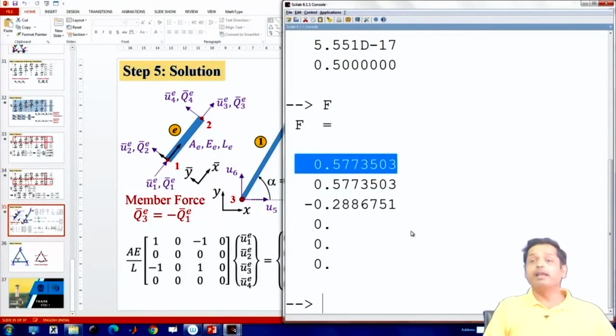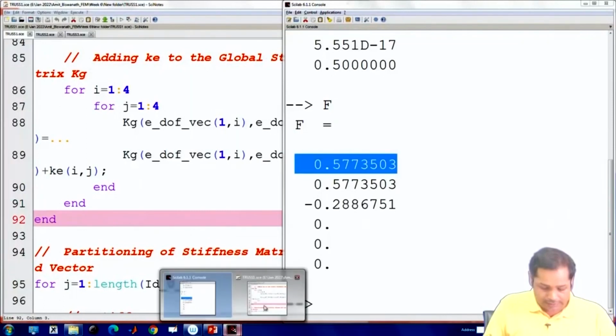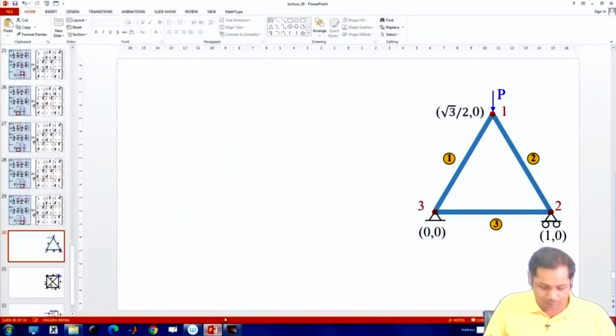Now, the positive and negative depends on your sign convention. In this code, compression is taken as positive and tension is taken as negative. Now let's take another problem.